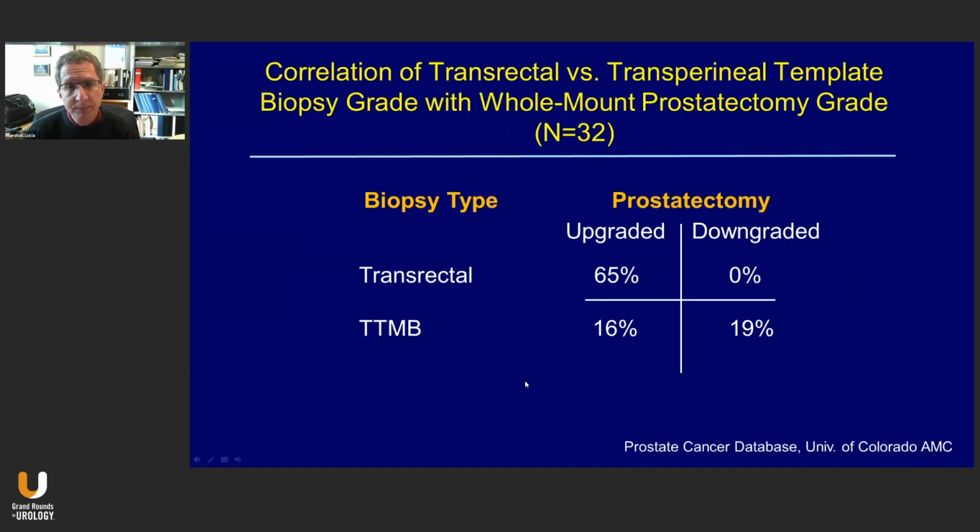In addition, over 45% of our tumors were upstaged by this, going from unilateral to bilateral tumor. When comparing with the prostatectomy specimens, we had 32 patients who had a subsequent prostatectomy after having both a transperineal mapping biopsy and a TRUS biopsy. And you can see how it compared with the gold standard, the prostatectomy grade. Almost 2/3 of the transrectal TRUS biopsies were upgraded, although none were downgraded, whereas only 16% of the TTMBs were upgraded, although there was some downgrading in that group.